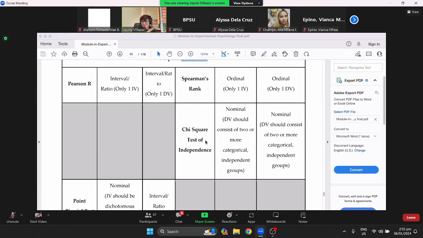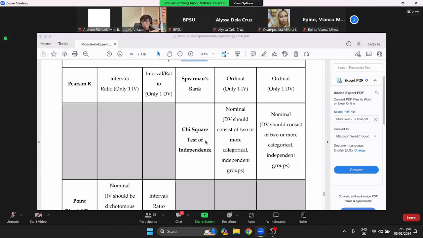Okay, since nominal siya, si chi-square test of independence ay non-parametric. Meron kasing test na ang pangalan ay McNemar. Si McNemar kasi hanggang 2 by 2 lang siya. Ang independent variable niya, dalawang group lang, ang dependent variable niya, dalawang group lang din. At sa McNemar, they are naturally dichotomous. Yes or no, going to party or not going to party, and so forth.